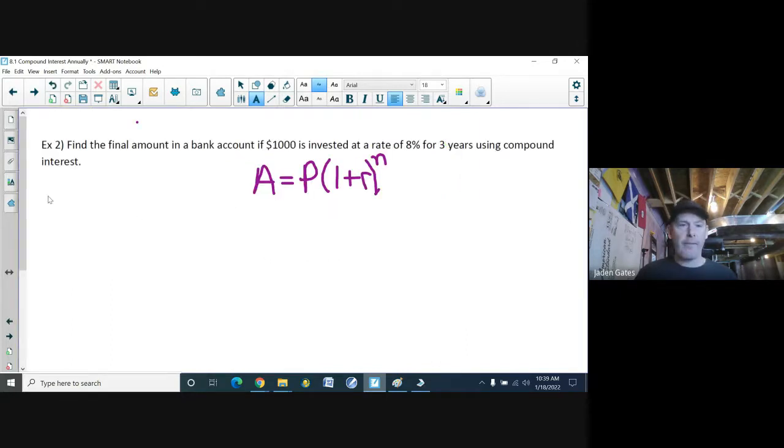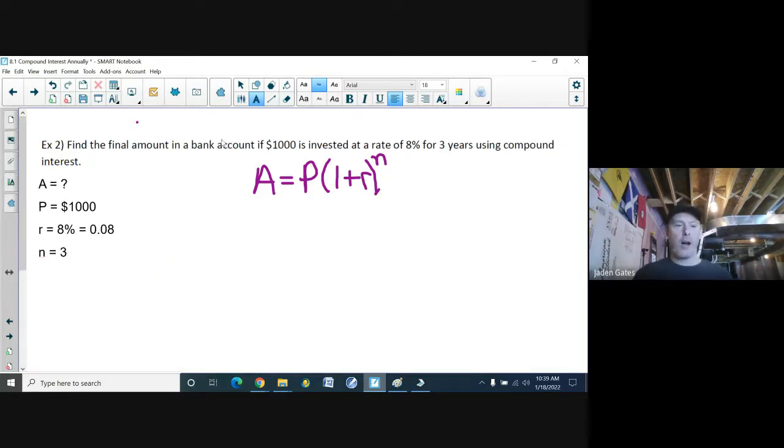Same values, except we're going to write them down a little bit because first off, it says find the final amount. Well, I'm looking for my A. Again, we're investing $1,000. So that's my P, still the principal. My rate, still 8%, and I still need to convert that to a decimal, so 0.08. And then N is the number of years. So N is our 3.